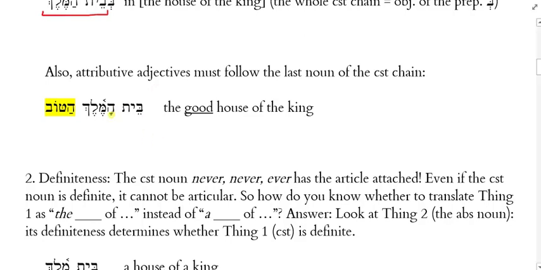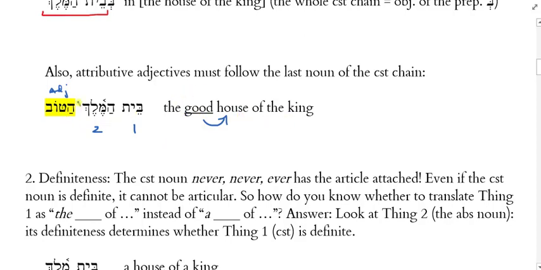This is a construct chain. Beit HaMelech. That's thing one and that's thing two. The house of the king. HaTov is an adjective. It's an attributive adjective. It has to go after the noun that it modifies. But notice that in my translation, I'm indicating here that the thing that's good in the construct chain is the house. It's the house that's good. It's the good house of the king.